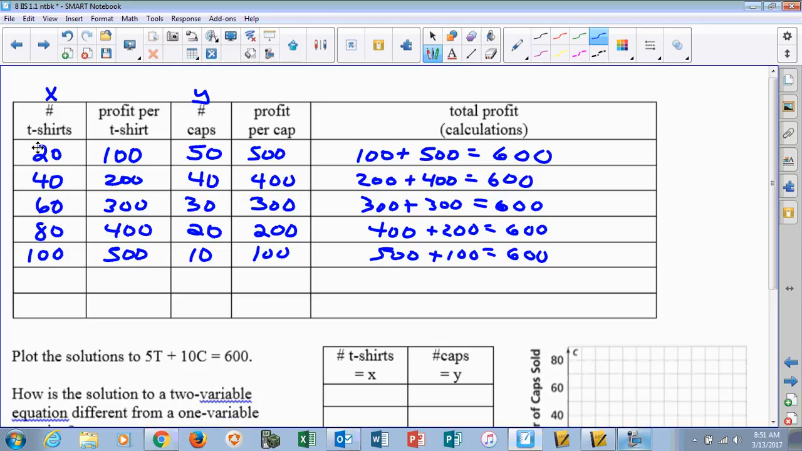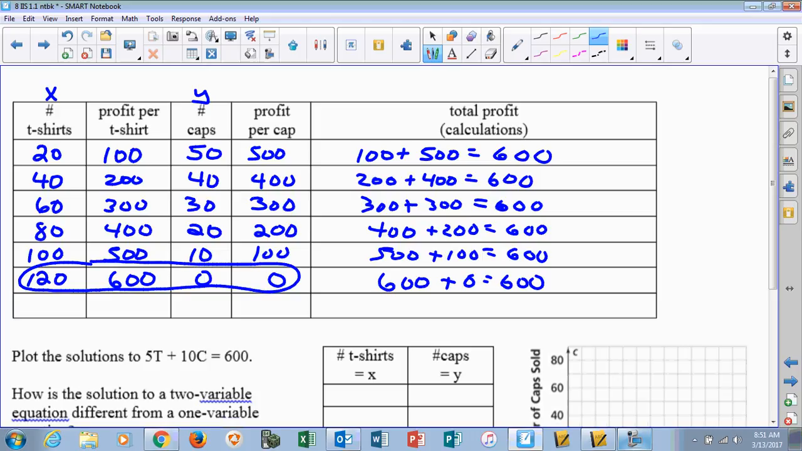What'd you guys come up with? Anything? 120 t-shirts and 0 caps. Because 120 times 5 is 600, and that's obviously 0. Good, you found an intercept. Which intercept is this? It's x. Y is 0. So this one here, this is your x-intercept. That's the point along the 120 mark along the x-axis.